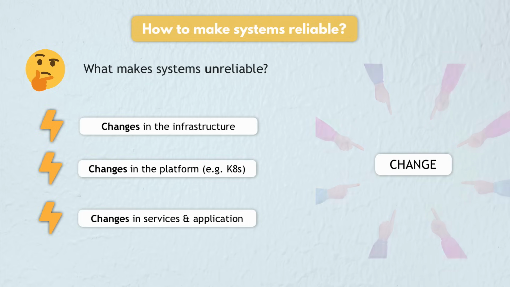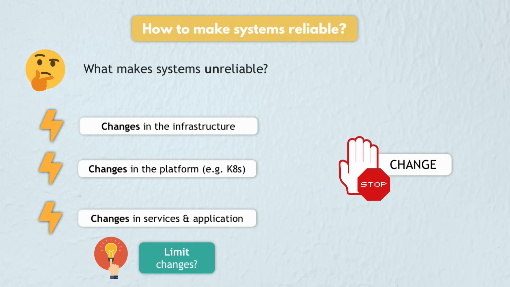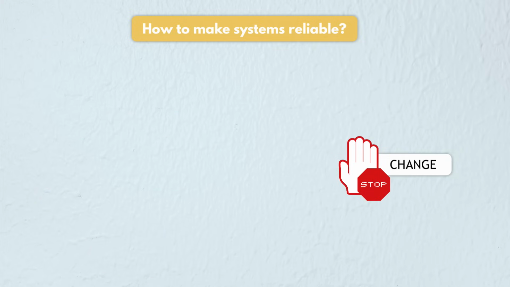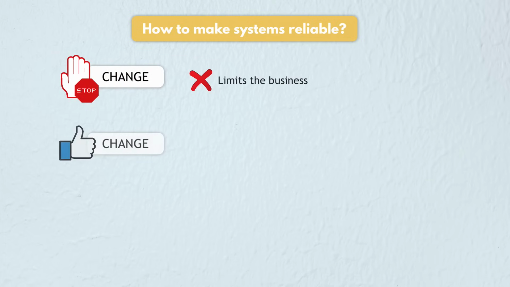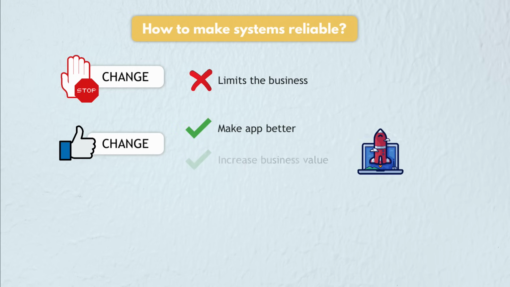Well, as a solution, we can say no changes allowed, or limit the amount of changes to keep systems reliable. But that really limits the business. We want to make changes and improvements to our application to make it better and increase its business value and stay competitive, etc. Because if our competitor is bringing out new features, we need to keep up.